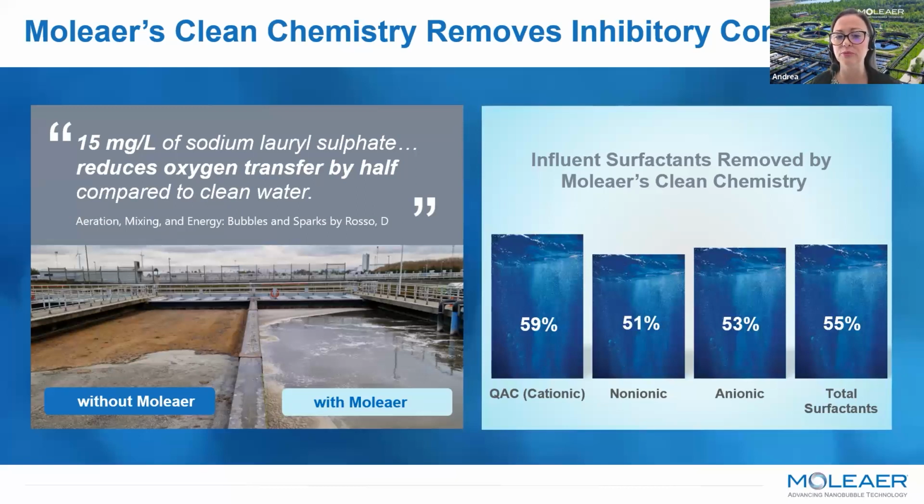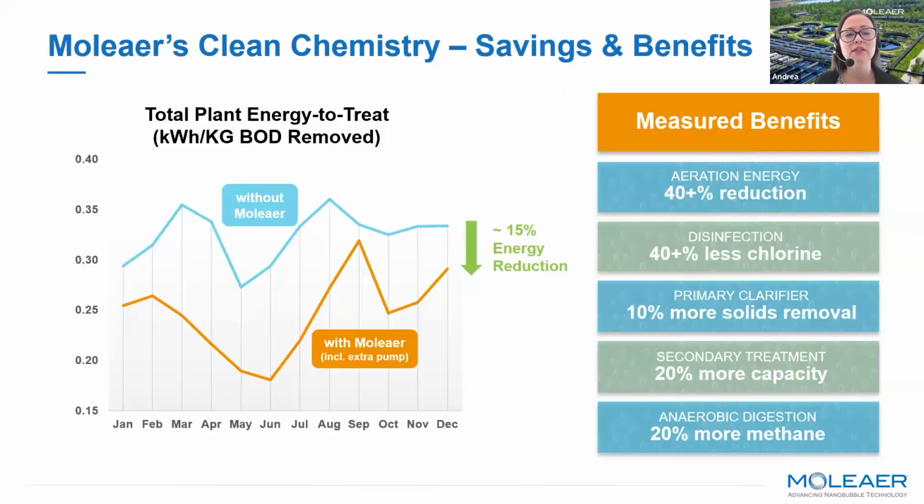Moleaer's technology has been proven to remove over 50% of surfactants in raw wastewater, and this is independent of the surfactant charge. We're able to remove quaternary ammonium compounds, non-ionic, and anionic surfactants for a total surfactant removal of over 50%. You can imagine how much inefficiency is caused by the presence of these contaminants and how much efficiency can be recovered by using Moleaer's technology to remove these surfactants.